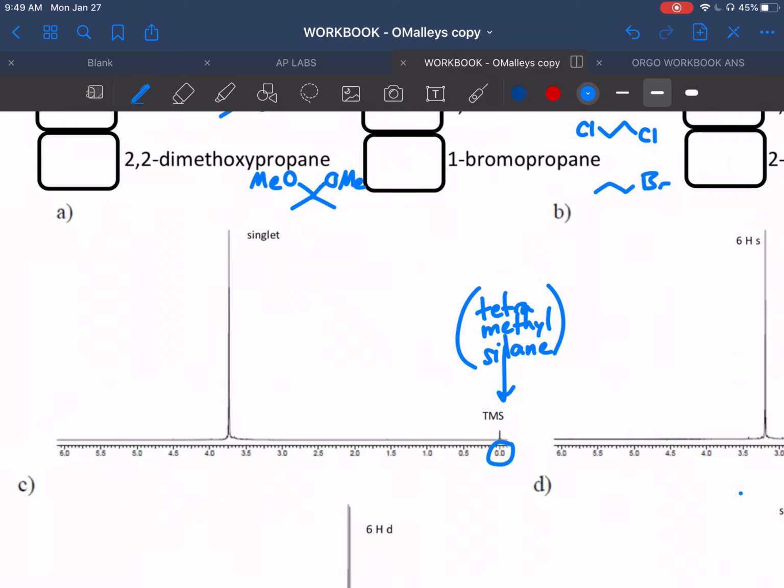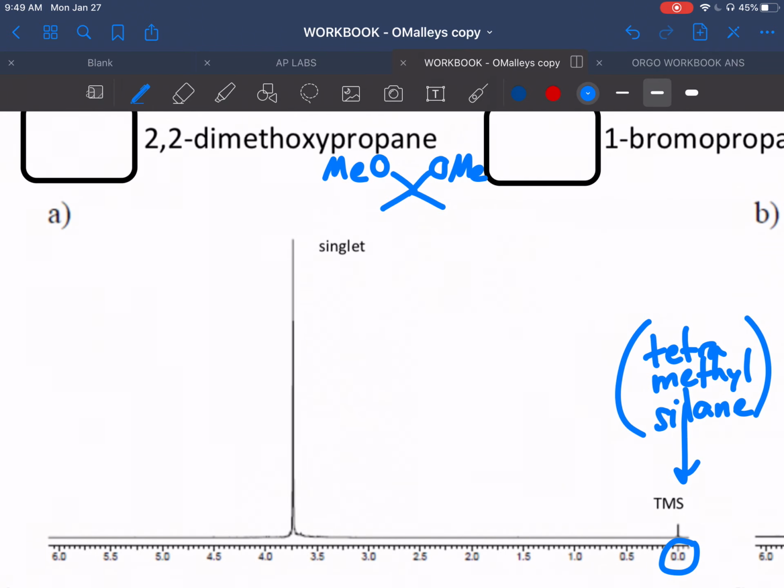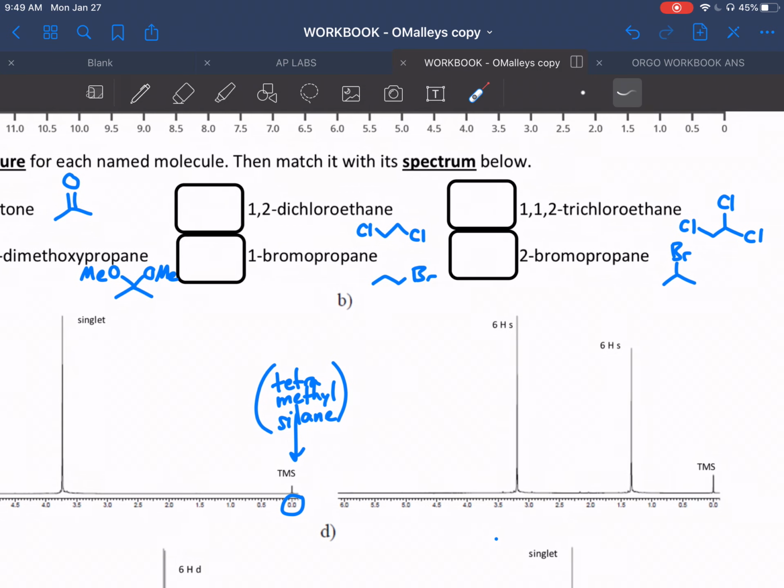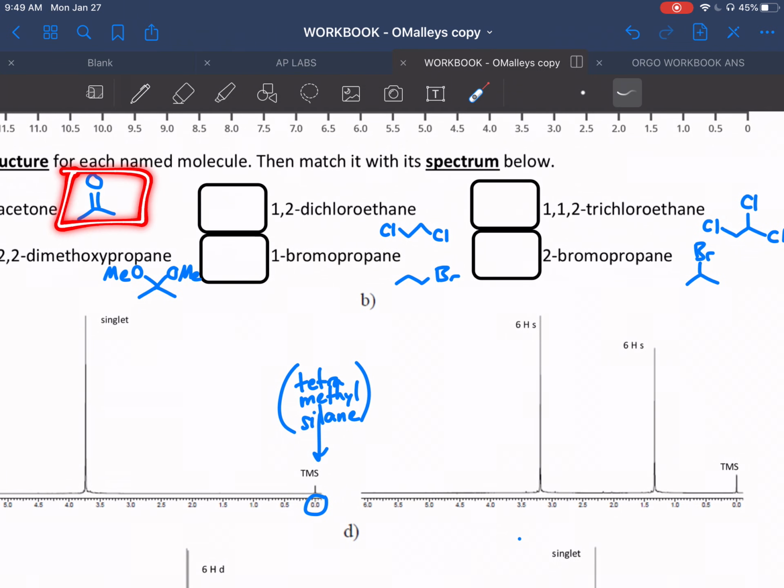Okay, so let's approach this by looking at each spectrum and trying to identify which compound it could be. The first one only has one signal, and it is a singlet. Notice there's no integration because there's nothing else to integrate it relative to. So this has to be a molecule that only has one type of hydrogen in the same chemical environment, which means it's either the acetone molecule or the dichloroethane molecule, because those two have only one type of hydrogen due to the symmetry in the molecule.